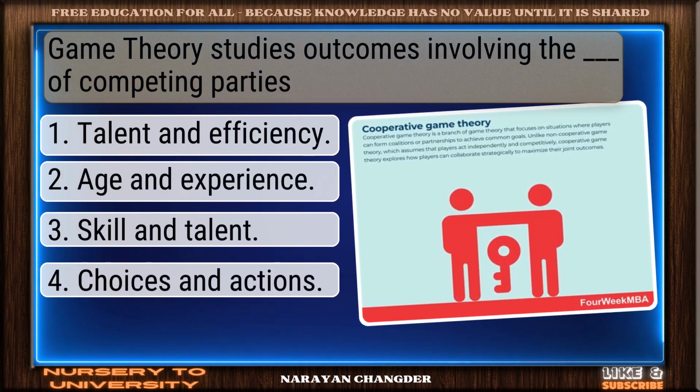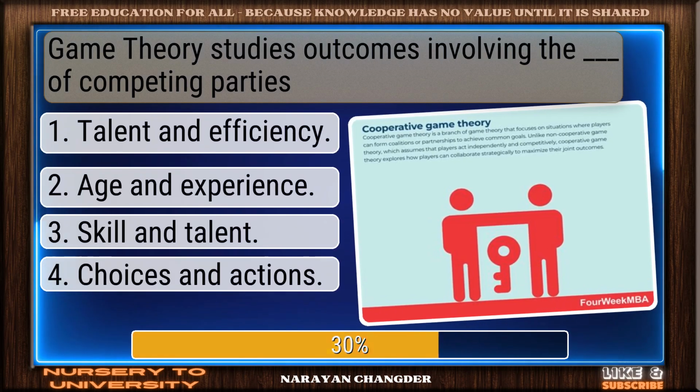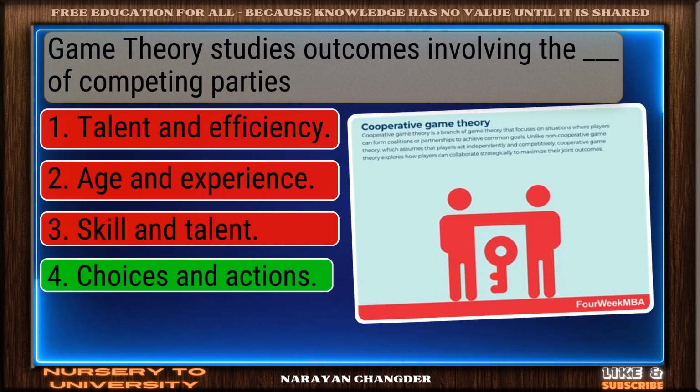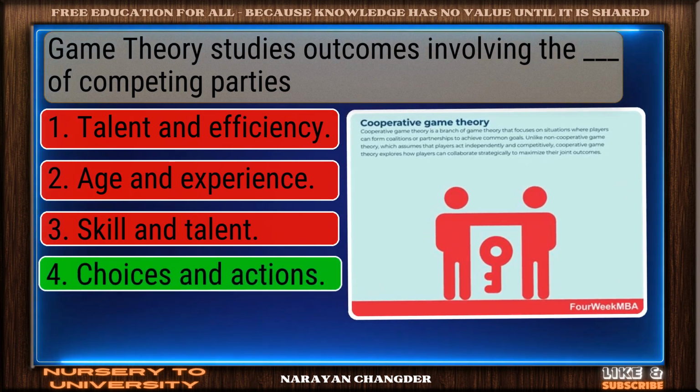Game theory studies outcomes involving the ___ of competing parties. Excellent. Choices and actions is a brilliant choice.